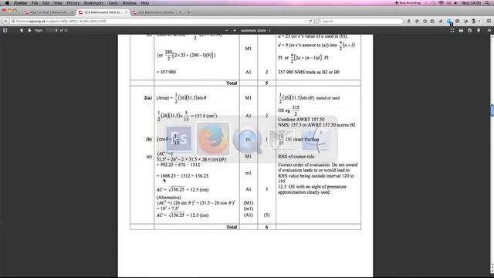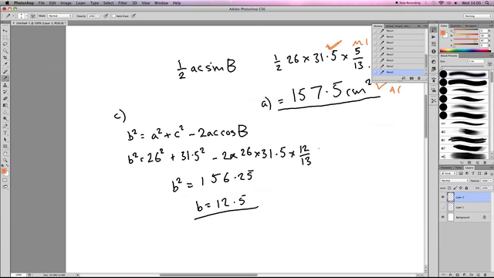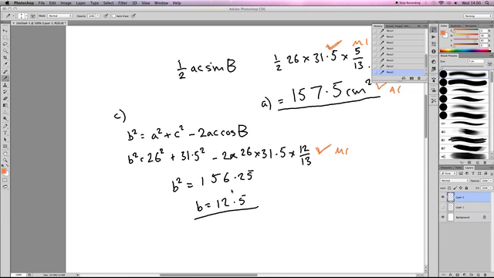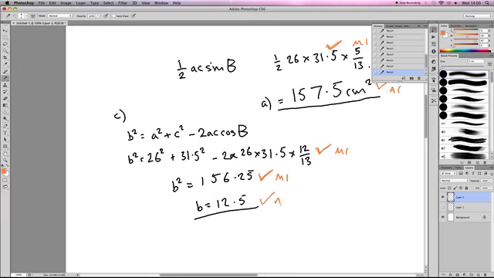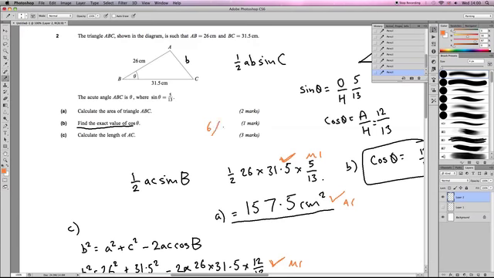Last but not least, we're using cosine rule. So there it is with substitution of the numbers. And then you get another method mark for basically writing out the individual bits combined. I haven't done that, so I'm going to give myself the method mark for this line here. And last but not least, 12.5. So I don't think I lost any marks there, so I got 6 out of 6 there.